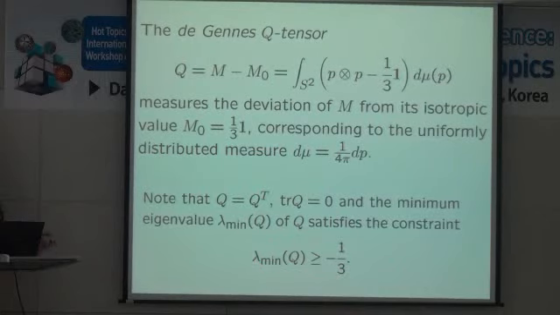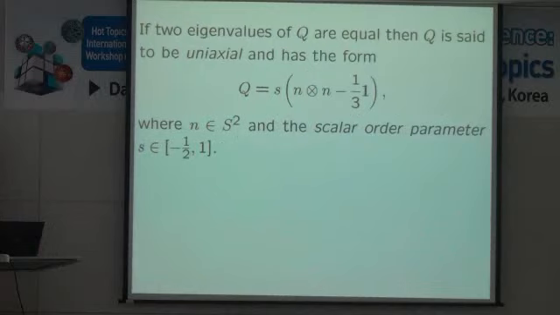For some of the theories, the answer to that question is there is nothing in the theory that preserves the constraint. But anyway, we'll come back to this later. Now, if two eigenvalues of Q are equal, then this is the uniaxial case, so Q then has this representation of a scalar order parameter S times the tensor product of a unit vector with itself minus a third the identity, and this condition that the minimum eigenvalue is bigger than or equal to minus a third gets translated into S being between minus a half and 1.